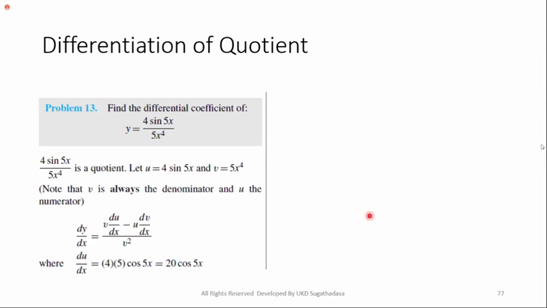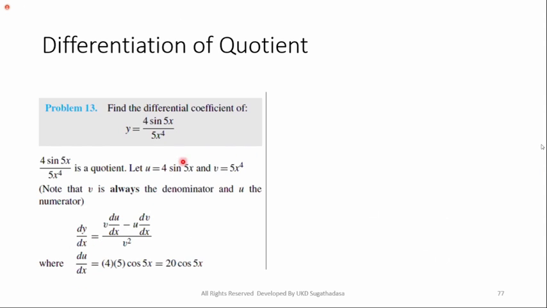Let us see some examples. In the first one, some of the elementary steps have been eliminated here. Remember, all the simple steps are not given. Find the differential coefficient of 4 sin 5x divided by 5x^4, u by v. Take u as 4 sin 5x, v as 5x^4. Now write the formula and calculate these two separately, because it's very complex. Find du by dx first.